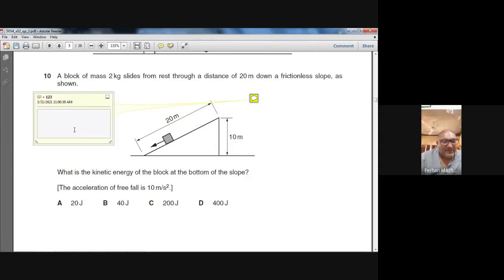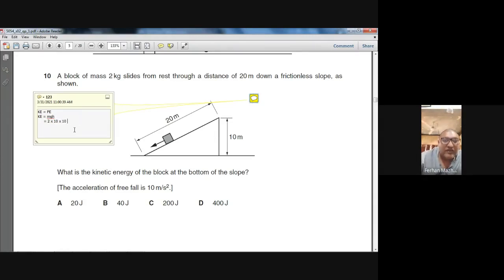The kinetic energy at the bottom will be equal to the potential energy at the top. So if you want to find the kinetic energy, you need to find the potential energy at the top. The formula for potential energy is mgh. I will put in the values. The value of m is 2 kg, and we multiply it with the g value, which is 10. Then I will multiply with the vertical height, which is also 10.